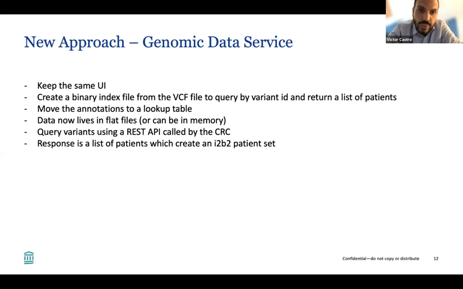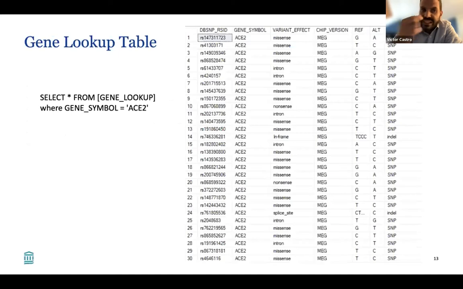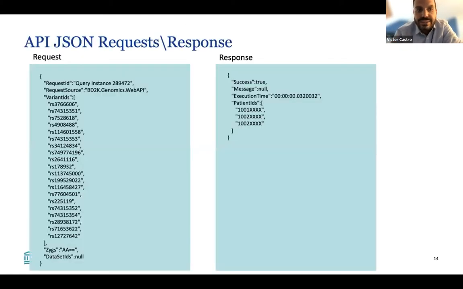And we kept all the UI part the same. So the user actually didn't notice that we changed anything. Even the contains syntax, we kept that. We just translated that to how the API was called. And here's what the gene lookup table was. You could see this was one table that looks up which variants are on this gene. And this is what the API request looks like. You would say, these are the variants that I'm looking for, and down here is a zygosity.